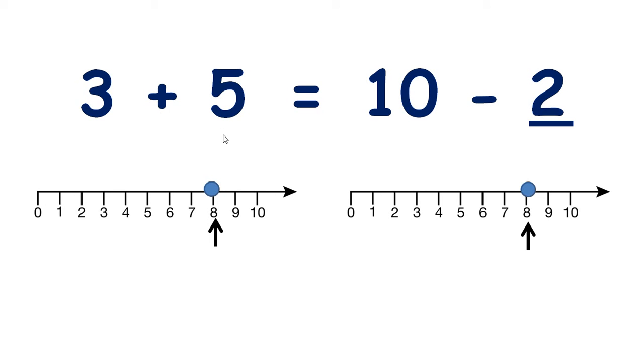So here you can see 3 plus 5 is 8. 10 subtract 2 is 8. And the equals sign just tells us that our answers are the same.